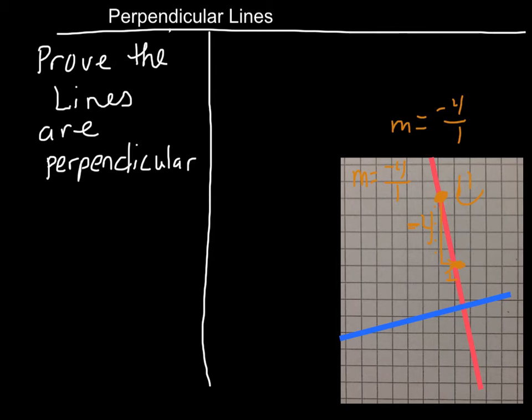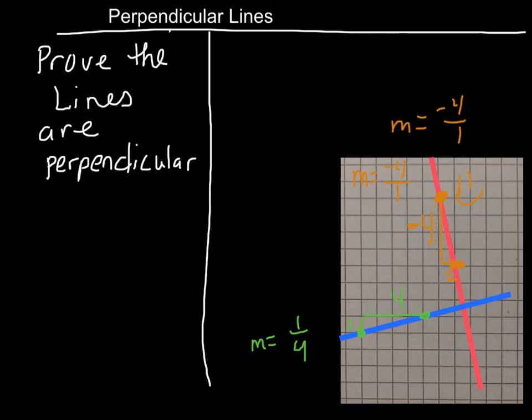And for the blue line, I'm going to start, let's say, right here, and I will go to right there. From here I go rise 1, and then I run to the right. So I rose 1 and ran 1, 2, 3, 4, and that's 4. And so for the blue line, my slope is equal to positive 1/4.